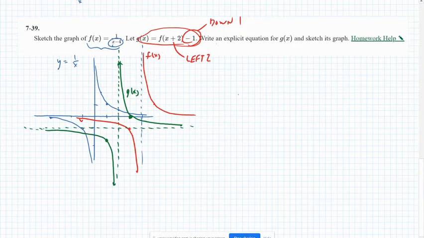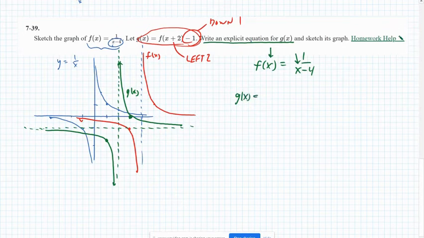This problem also asks us to write the explicit equation for g of x. So that means what is the actual function for g of x? Now we'll start with f of x is equal to 1 over x minus 4. And so then whatever we put in for x, we also have to put in for this x. And so then g of x is equal to f of x plus 2, which means we're putting x plus 2 in place of that x. So we have to put x plus 2 in place of that x also. And then it also has a minus 1 at the end.